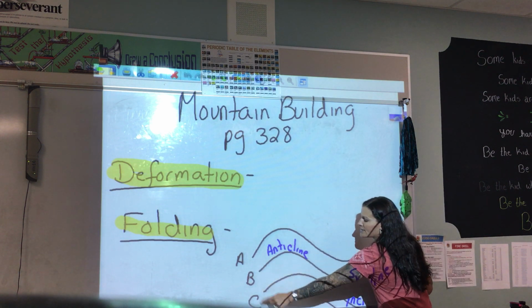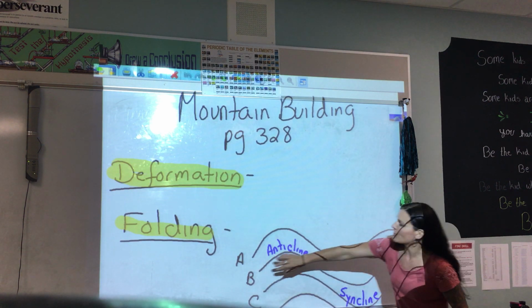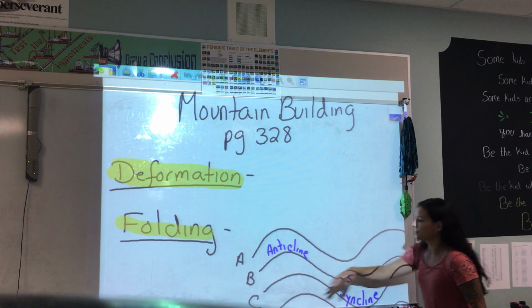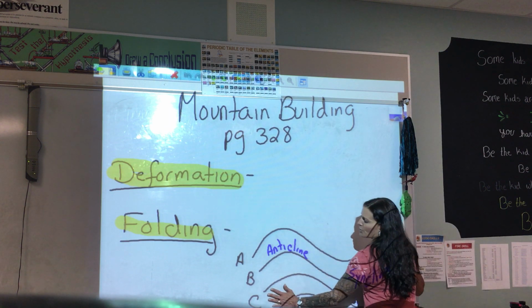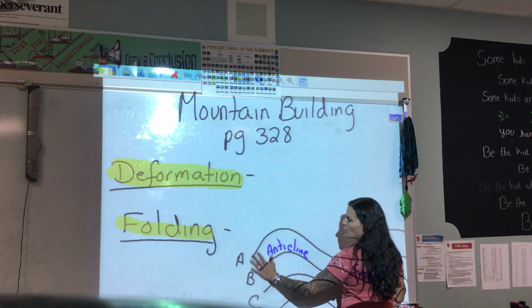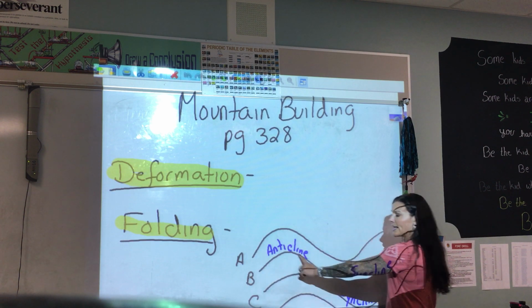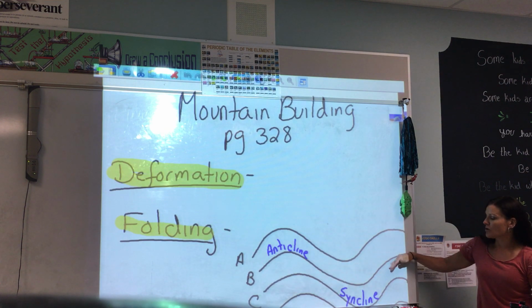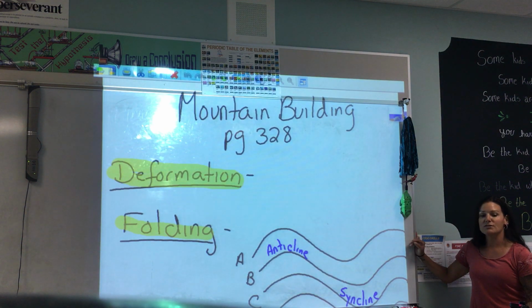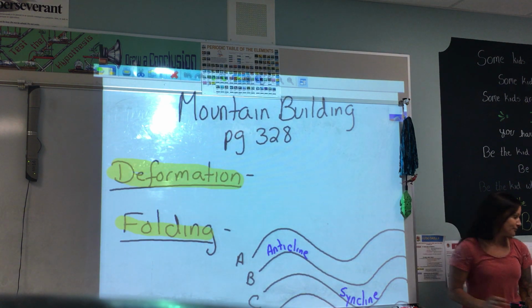The A, B, and C that I've drawn here each represent a layer of rock. Where that layer of rock is pushed up and you get a fold in an upward manner, we call that an anticline. Where it dips down, that is called a syncline. Again, please reference your textbook because that will become more clear to you.